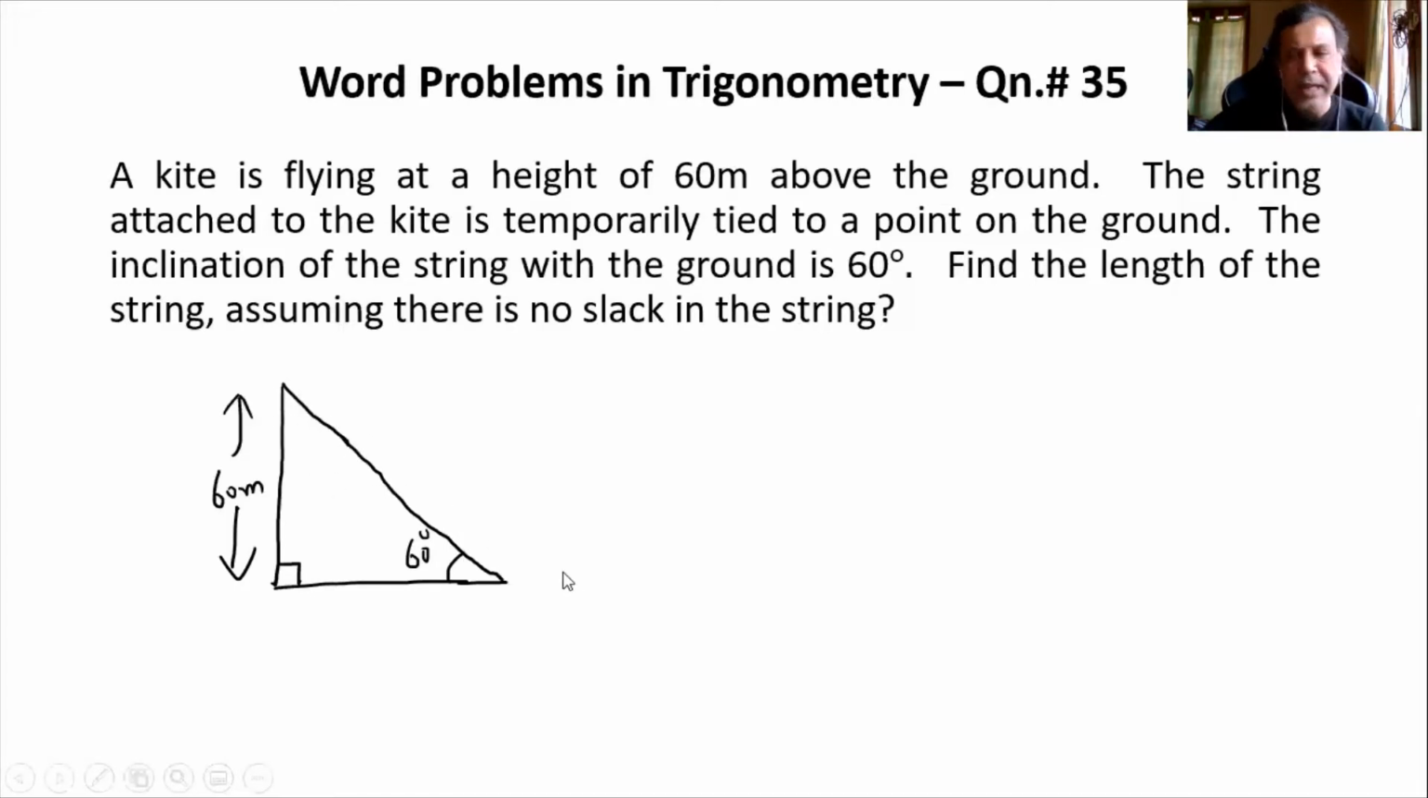There should not be any slack. It should be like a straight line. So considering that, we are supposed to find the length of this. The hypotenuse is our length.